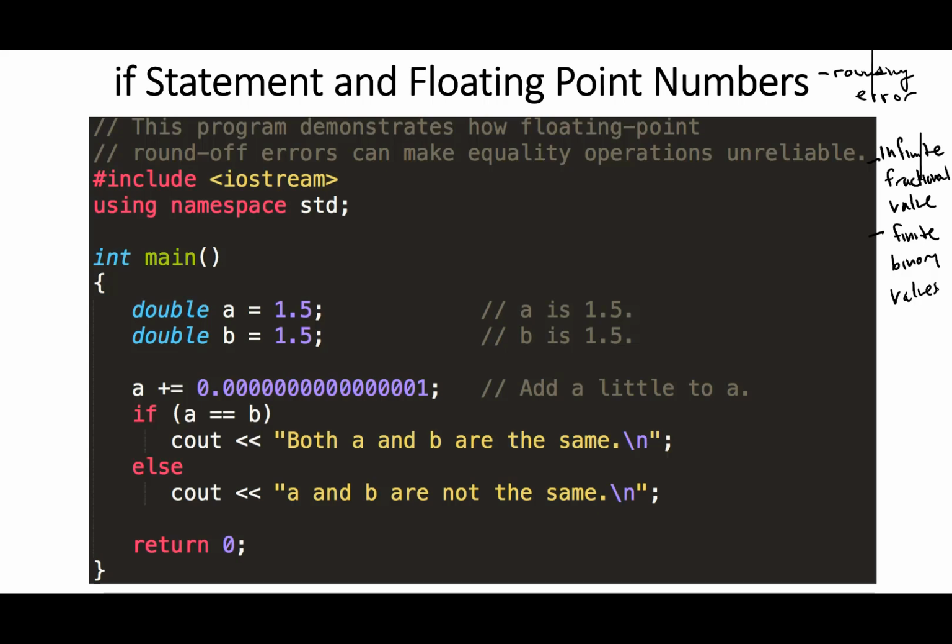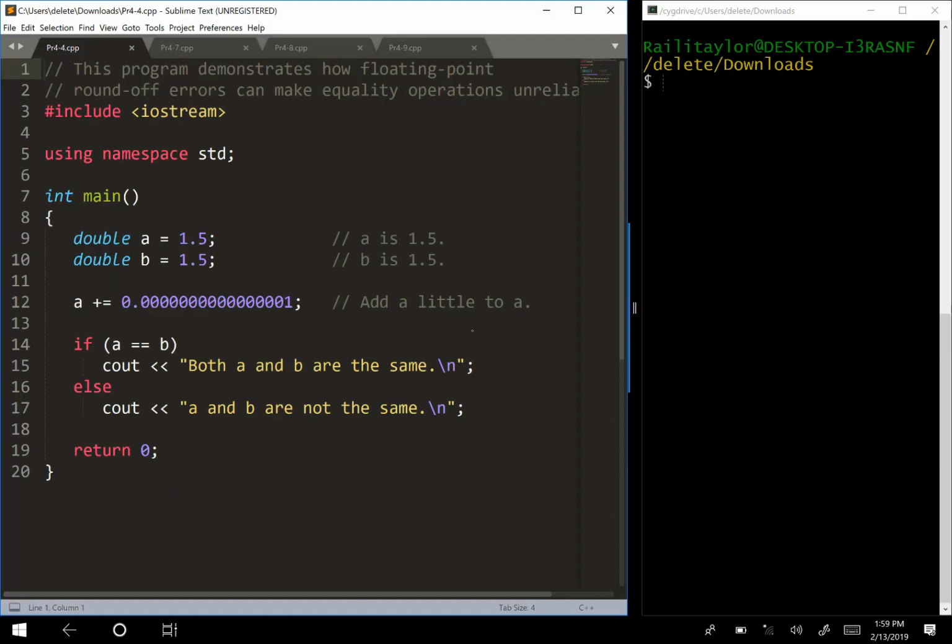When we're comparing floating point numbers, we need to be careful with this equal operator. And I want to show you an example of some code with this. So we have this program. Let's just look at what this is doing. We have a double A that's equal to 1.5 and a double B that's equal to 1.5. And then we add a tiny amount to A. So we have A plus equals 0.00000001.